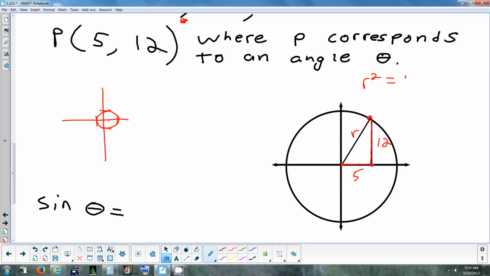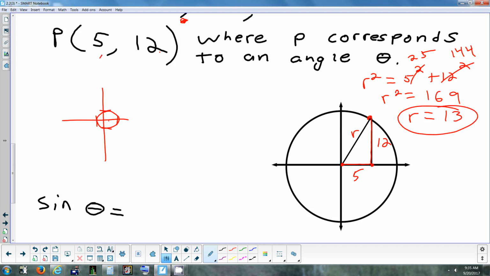R squared equals 5 squared plus 12 squared. 5 squared gives me 25. 12 squared, 144. If you add those up, you get 169. And then take the square root of 169. So what's the radius in this circle? 13. Now you know R, you know X, you know Y. Just fill it into the formula.